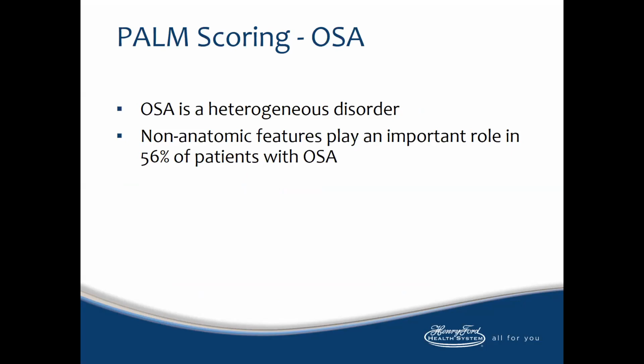So in conclusion, the study really did find that OSA is very heterogeneous. A lot of it doesn't have to do with a lot of the upper airway changes that I was going over. Some of it's non-anatomic that's playing a role, and that can be in up to 56% of the patients.